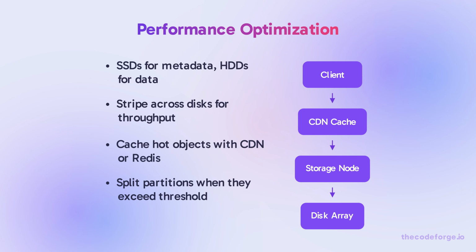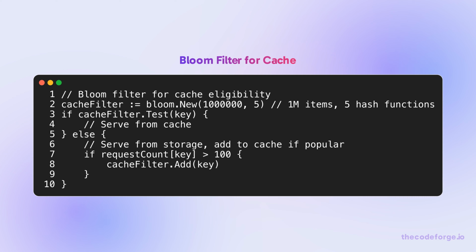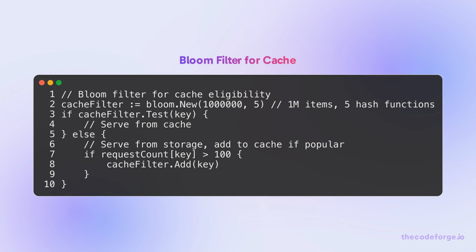Object storage performance is dominated by network and disk I/O: use SSDs for metadata nodes, HDDs for data nodes. Cache popular objects at the edge with a content delivery network. Split partitions when they exceed a threshold like 10K objects. Use a Bloom filter to decide what to cache. If the key tests positive, serve from cache. Otherwise, serve from storage and add to cache if it becomes popular.